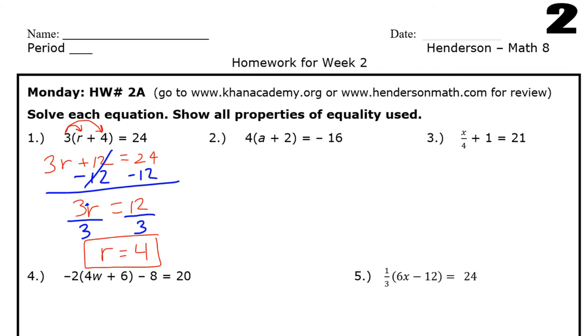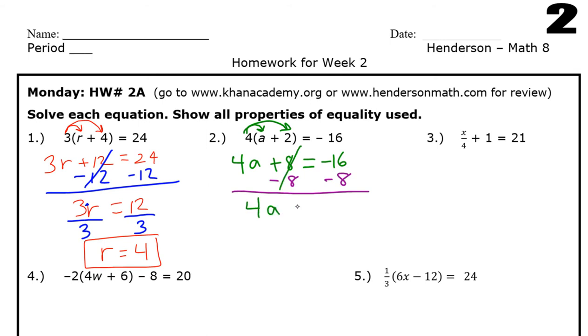All right, let's try the same task again with number 2. With question number 2, we're going to distribute 4 times a, which is 4a, and distribute 4 times 2, which is positive 8, and rewrite our equal sign and our answer. Now we're going to subtract our constant here from both sides, and we're going to cross off our inverses and rewrite what's left over. Now here you've got to be careful.